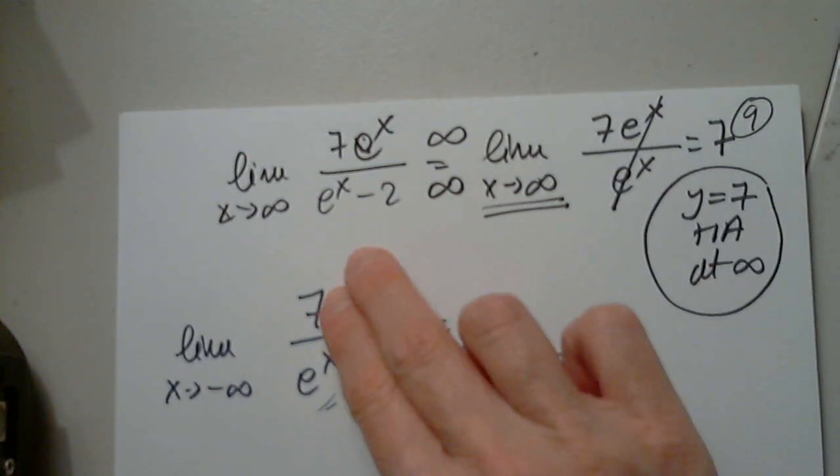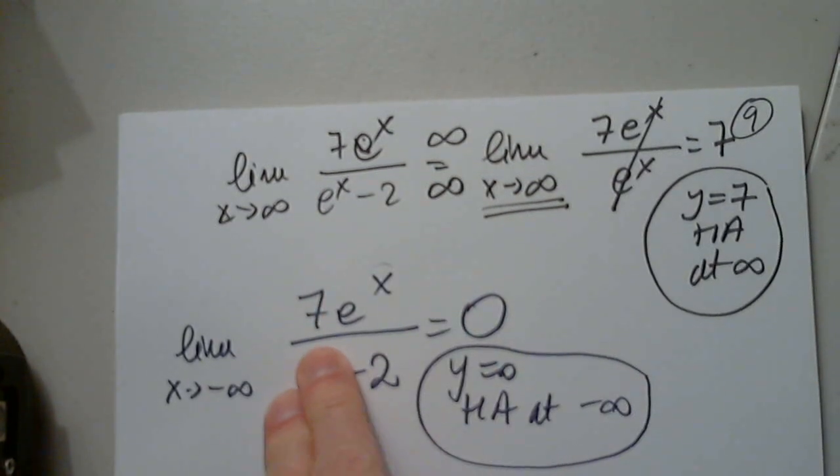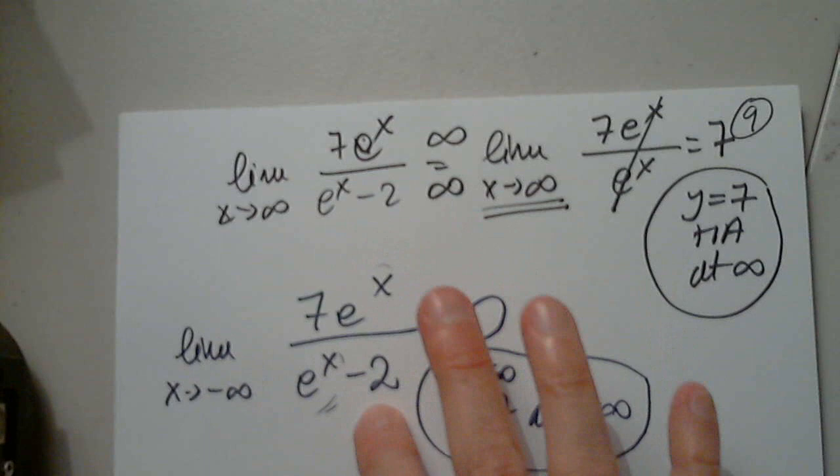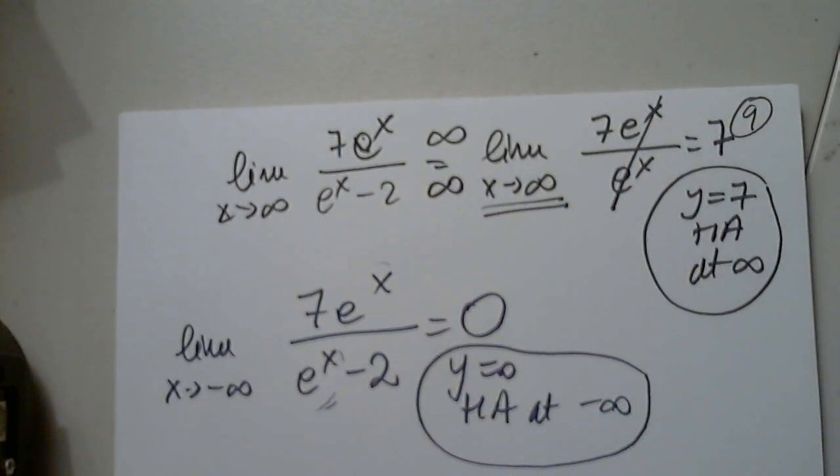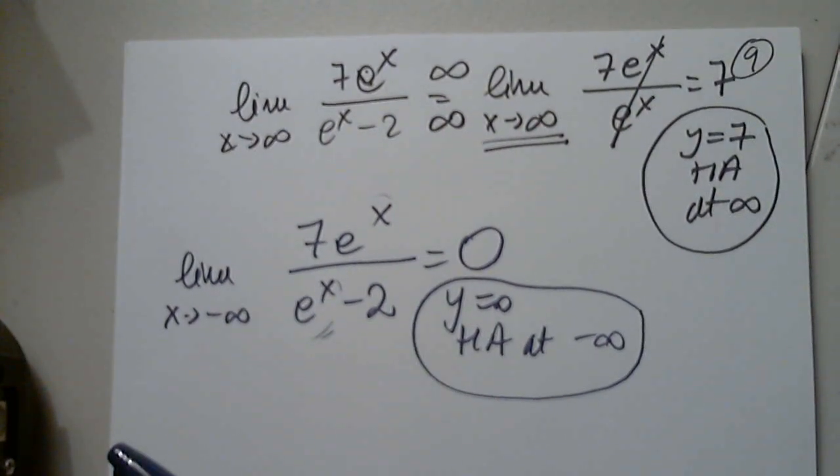So e to negative infinity is 0. So 0 over negative 2 is 0. Very good problem.